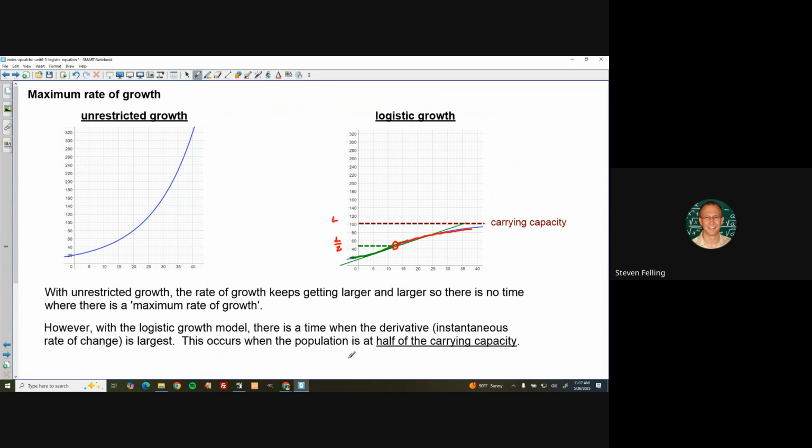Sometimes questions will ask, what is the time when the rate of change is largest? The slope of the tangent line here is increasing right up to this point. That is the point where we are at max rate of change. Beyond that point, once we go past the point where we're at half the carrying capacity, the rate of change starts decreasing. So that's an important fact to know about logistic models.